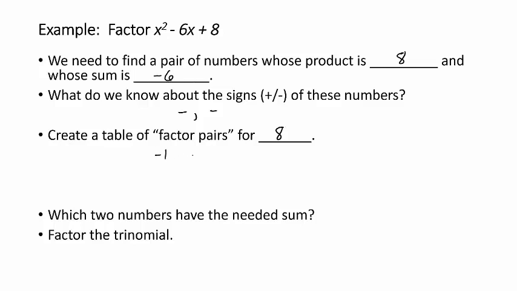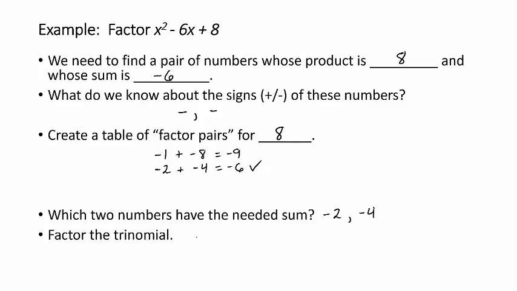So like negative 1 times negative 8 would give us positive 8. Negative 2 times negative 4 would also give us positive 8. Now if we add these, their sum, negative 1 minus 8 is negative 9. Negative 2 minus 4 is negative 6. Aha! That's the one that we need. Okay, so which two numbers have the needed sum? Negative 2 and negative 4.